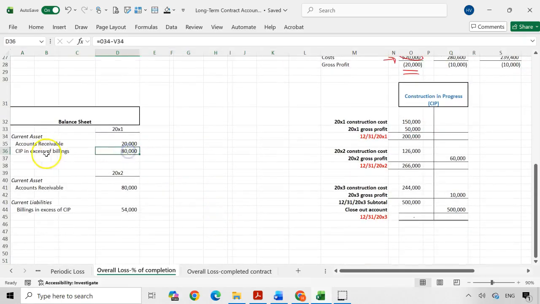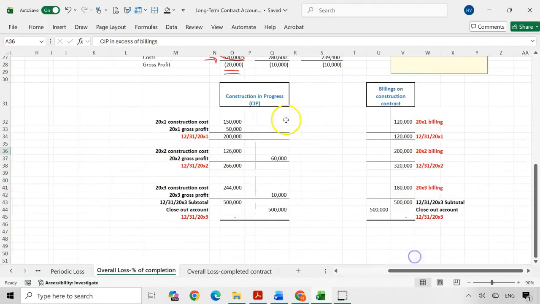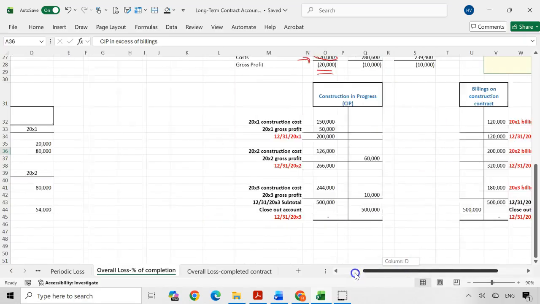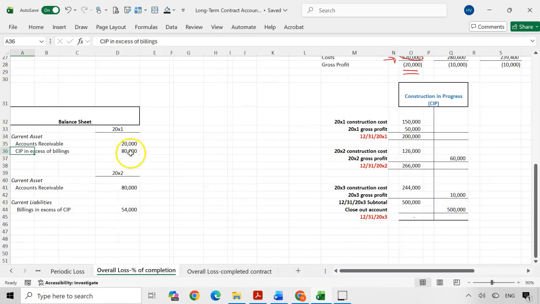And again, I think we've gone through this before. The balance sheet has to show your accounts receivable, but it also has to show the net amount between the construction in progress and billings on construction contract. If your CIP is greater than your billings, that net amount is recorded as a current asset.